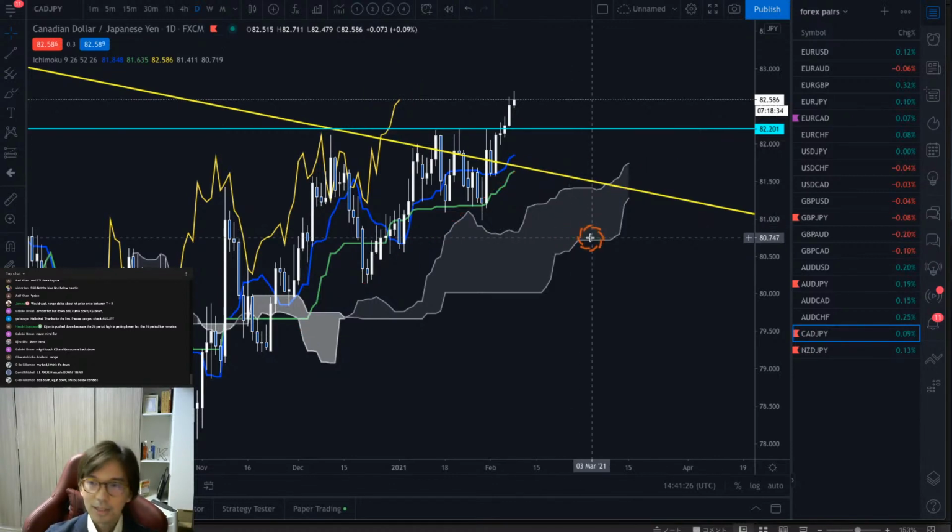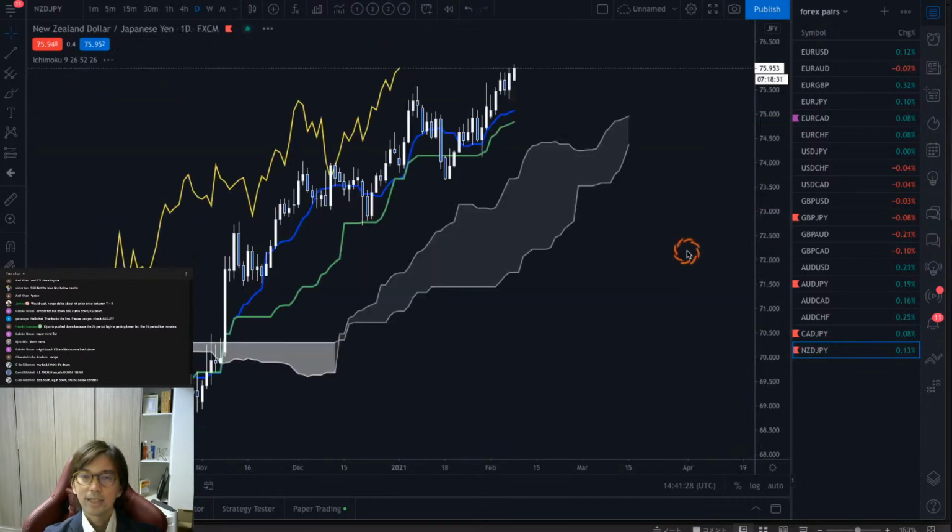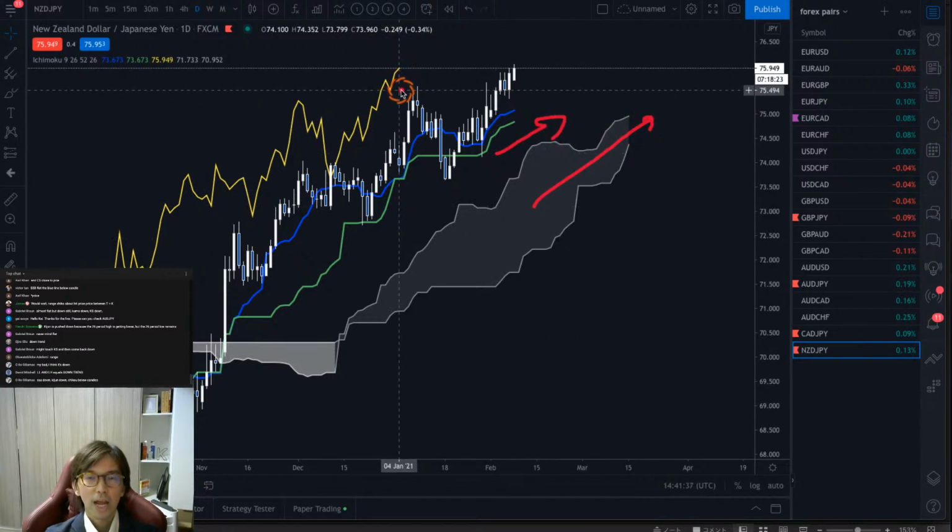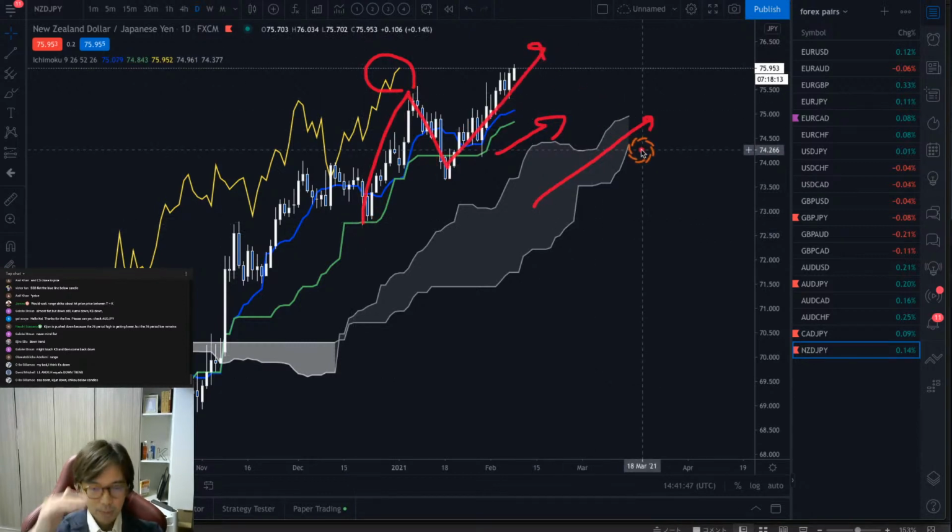And finally, New Zealand JPY. New Zealand JPY is also showing a nice uptrend because of these reasons. Kumo, Kijun Sen, Tenkan Sen, and Chikou span, everything shows uptrending. And this is in a beautiful N wave structure, bullish N wave. So I expect the market to continue to grow upwards on this one too.